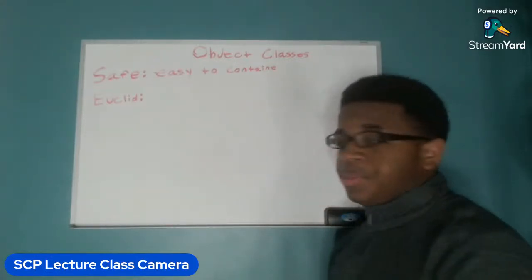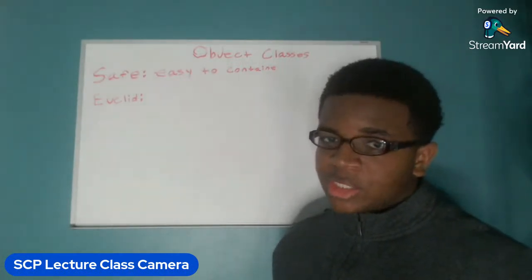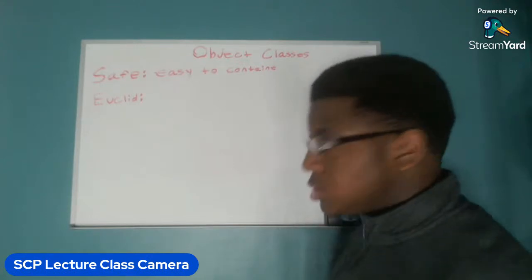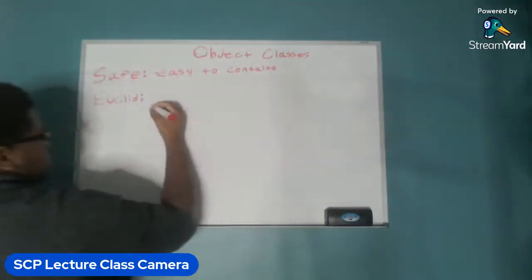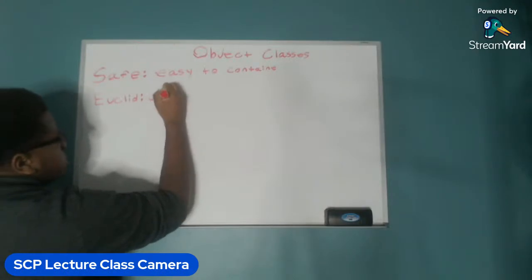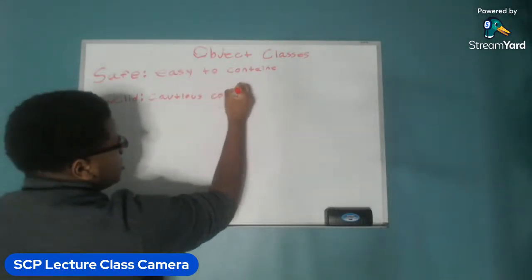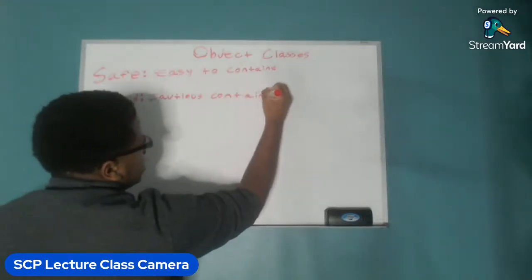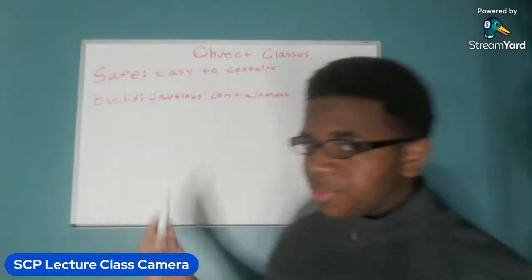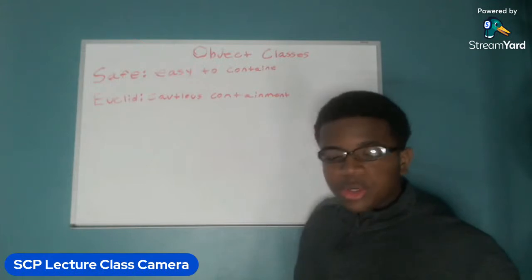Take for example SCP-173. SCP-173 is a statue that will only move if you don't make eye contact with it. If you don't, it will speed up to you and then kill you by snapping your neck or strangulation. So I'm going to put, let's just say, cautious containment. Cautious containment because it can be easy, but you still have to be cautious about it. It still requires a little bit of resource, but it's going to be a little bit easy to contain.